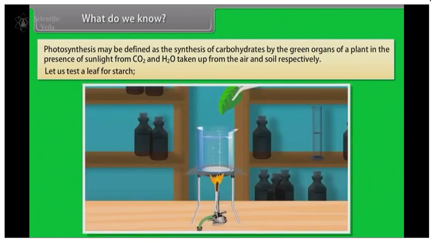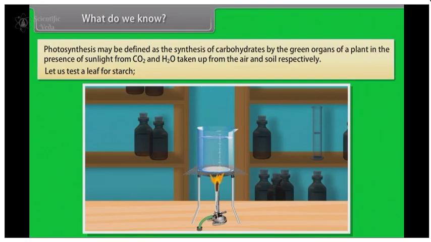Remove a green leaf from a plant. Use the forceps to place the leaf in the boiling water. Boil for 2 minutes. After that, place the boiled leaf in a boiling tube containing 90% ethanol. Now place the boiling tube in the hot water until the leaf decolorizes. Now remove the leaf and wash it with cold tap water.